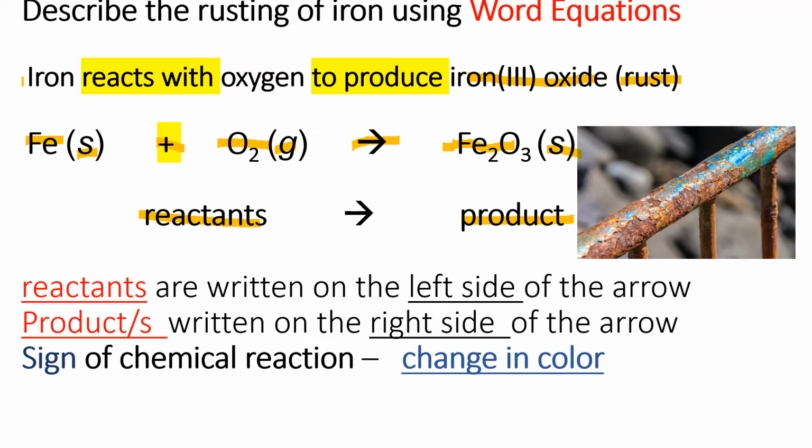So remember, we are using symbols like plus sign signifying reacts with, arrow signifying produce, and the S, L, and G signifying the states of the reactants or product. And as you can see, this is the rust, right? This one. And therefore, we say a sign of a chemical reaction is change in color.